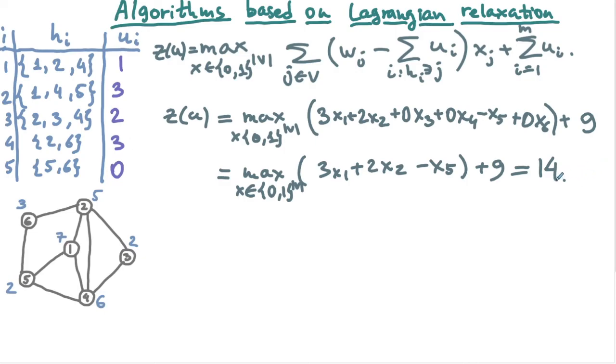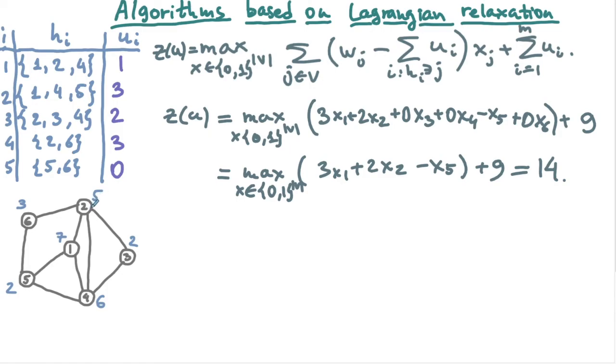So now, if we look at the solution that we obtained here, x1 equal to 1 and x2 equal to 1, clearly it's not feasible for our problem because they're a part of the same hyperedge. Therefore, we would have to clean up this solution to make it feasible first. And we can develop a heuristic based on this Lagrangian solution.